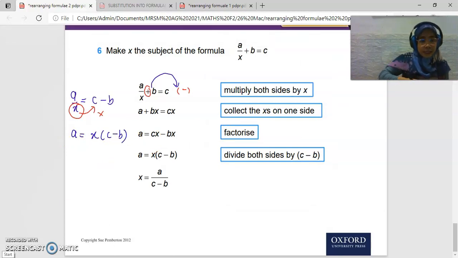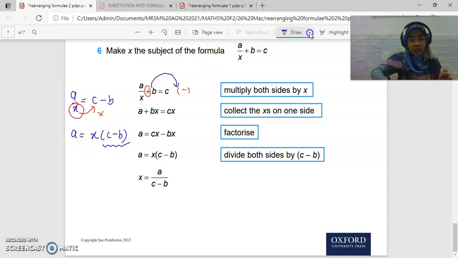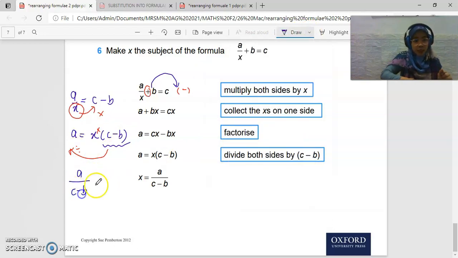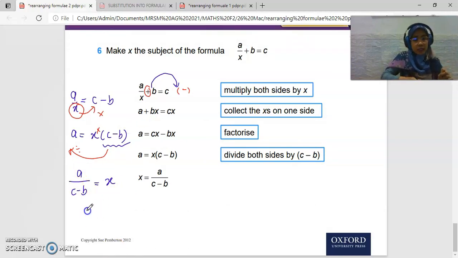Next we expand. Since x is already in factorized form, it means this is a single term. So we just take c minus b to the other side. c minus b is actually multiplication here, so you bring it to the other side as division, and we end with a over c minus b equals x. Then we swap the sides, since we want x as the subject. It is preferred to be on the left hand side. So that is how we rearrange the formula.